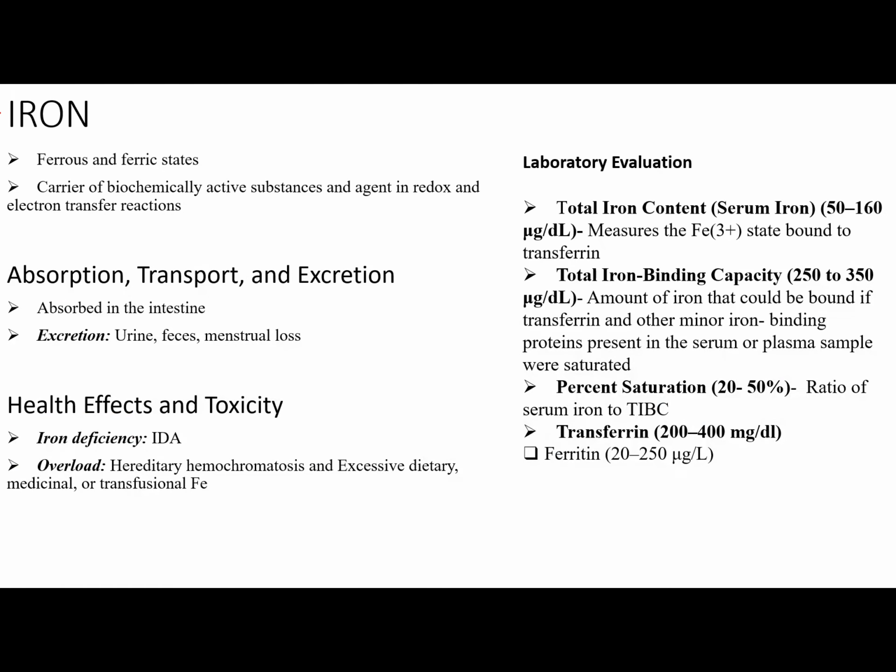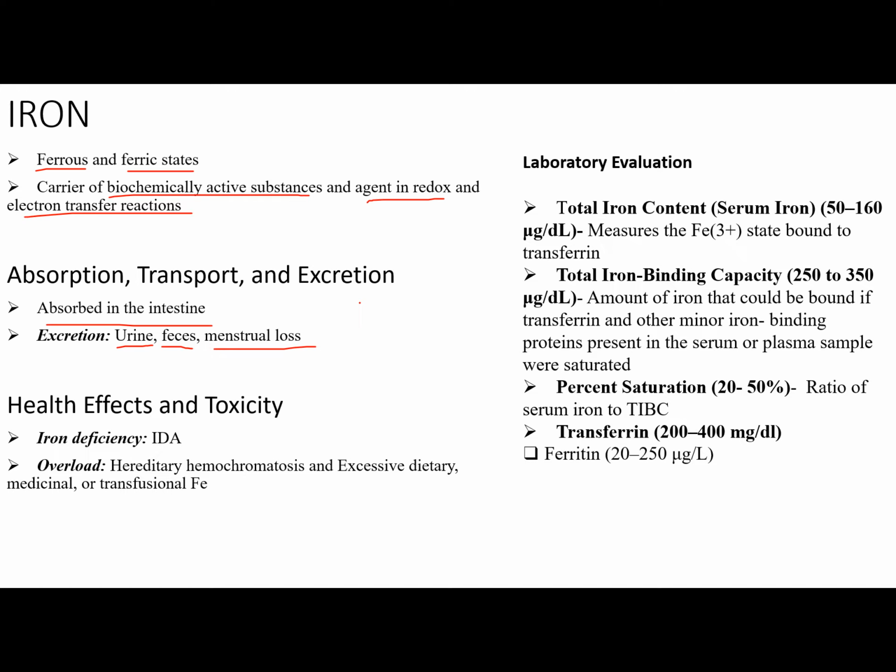Now let's go to iron. There are two forms of iron, the ferrous and the ferric state, carrier of biochemically active substances and an agent in redox and electron transfer reactions. It is absorbed in the intestine, and excretion is via the urine, feces, and menstrual loss.